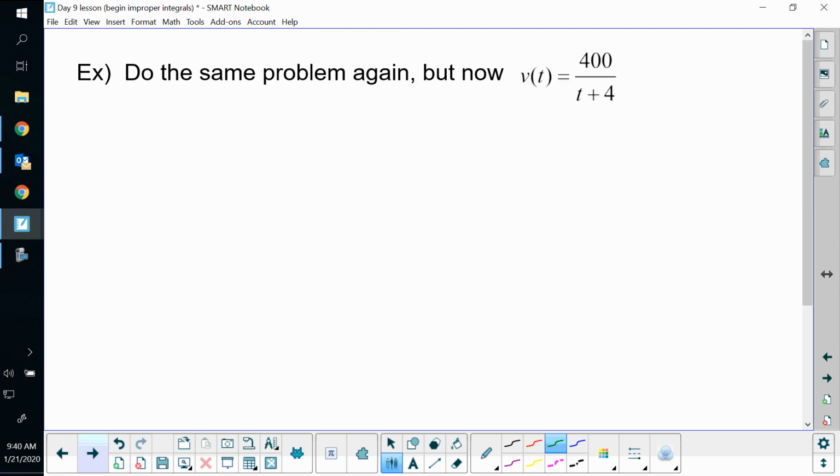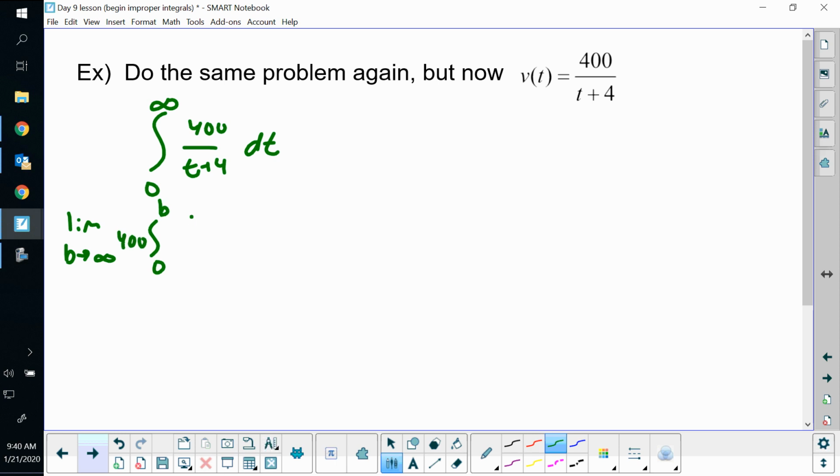So if we go to the bottom, we're going to do the same problem, but we're going to do it with a different velocity function now. So we're going to go 0 to infinity. We got 400 over t plus 4 dt. We'll rewrite this as the limit as b approaches infinity. We have the integral from 0 to b. And if you want, we can throw that 400 out front and just make this 1 over t plus 4 dt.